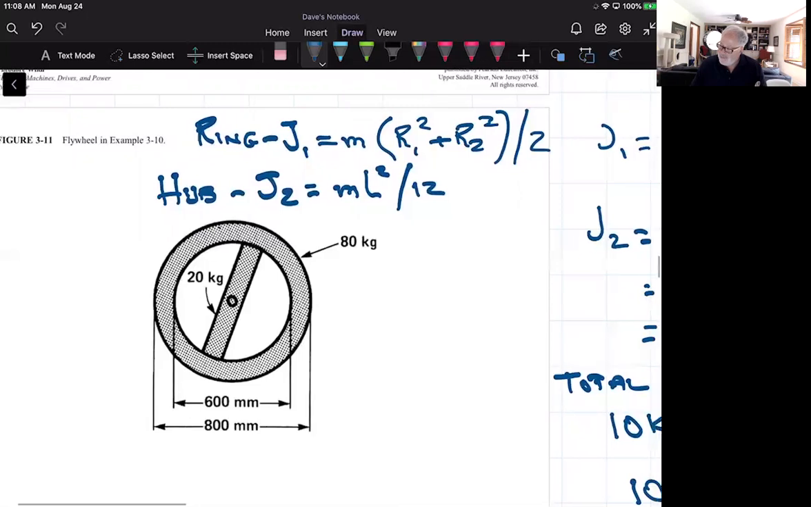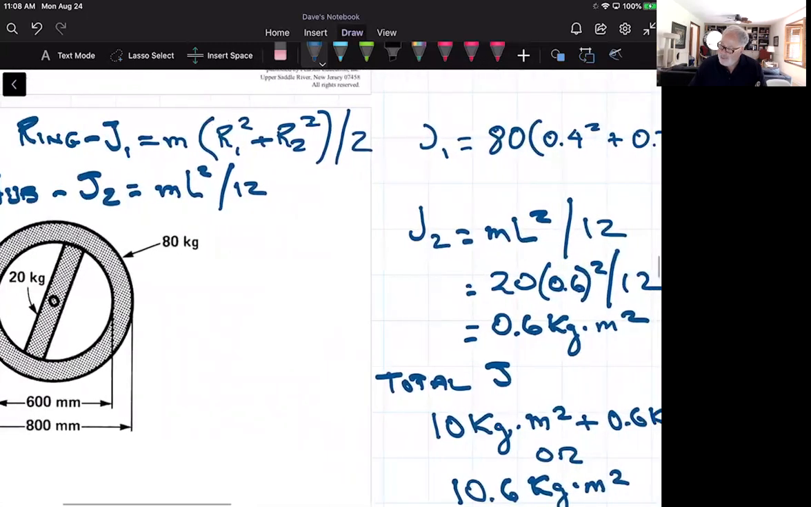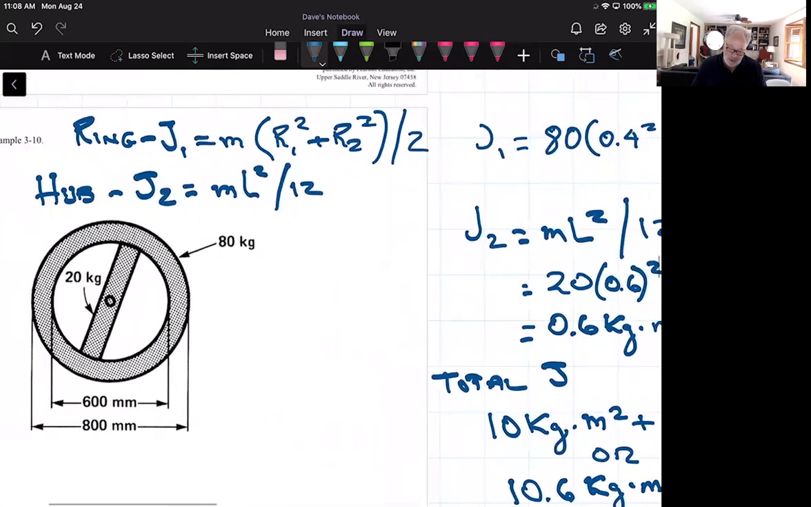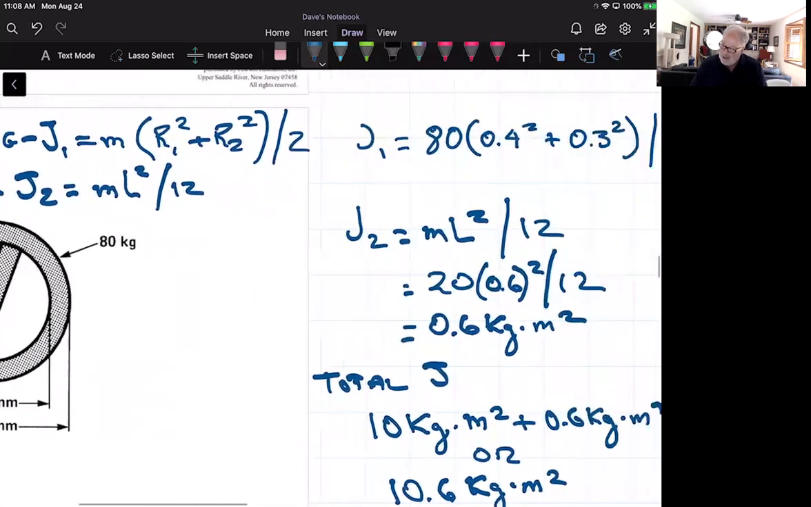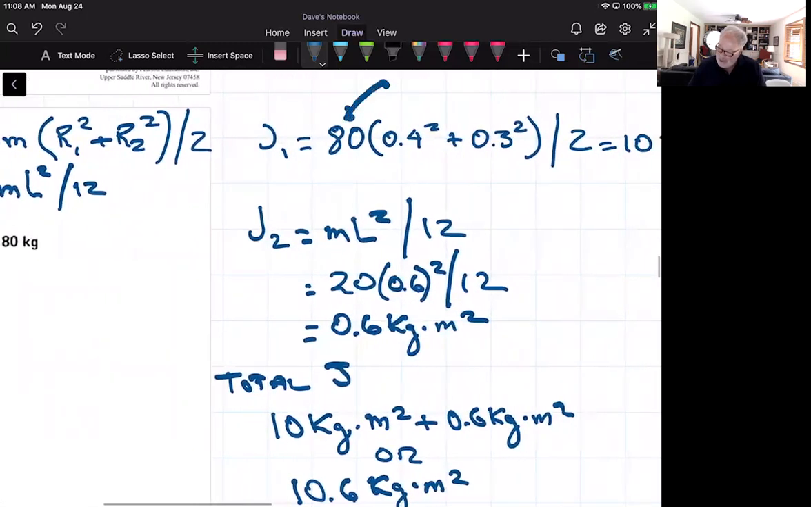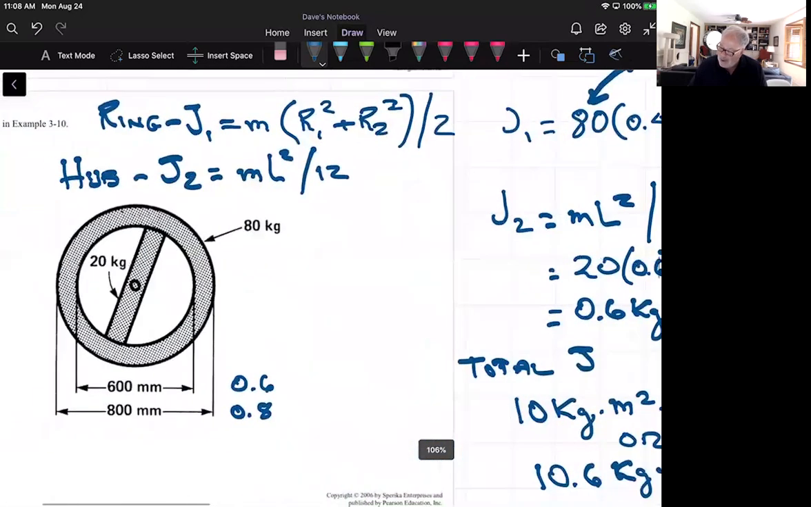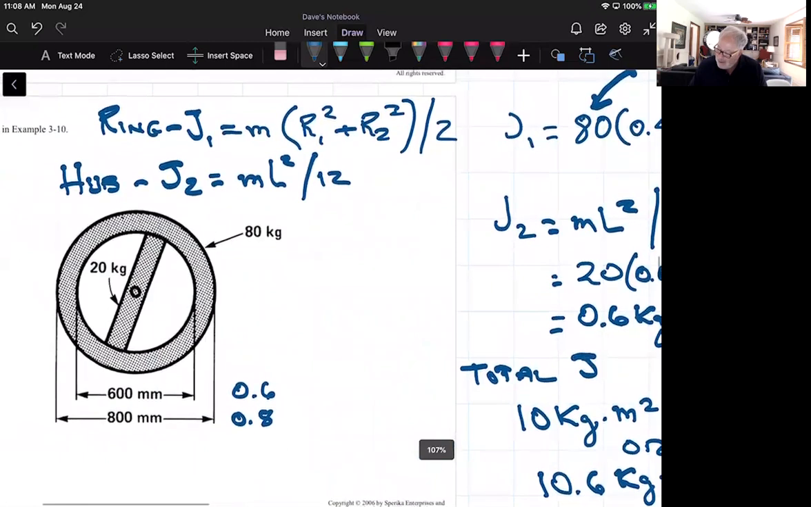Okay, so I'm going to slide this over, and for the ring, I'm going to plug in the values it's asking for. The mass that's given is 80 kilograms. And these values were given in the figures as millimeters, so we know in terms of SI units that, for instance, 600 millimeters would be 0.6 meters, 800 would be 0.8 meters, and so forth.